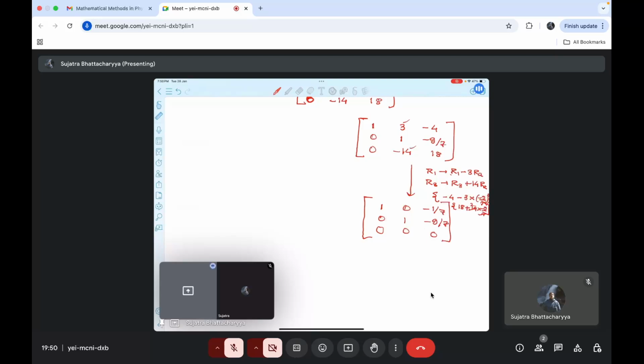Well, I cannot have now 1 over this region. So this is already a row reduced form. And how many rows are there which are non-zero? So this is one and this is another. So the rank of matrix M is equal to 2. That's all.